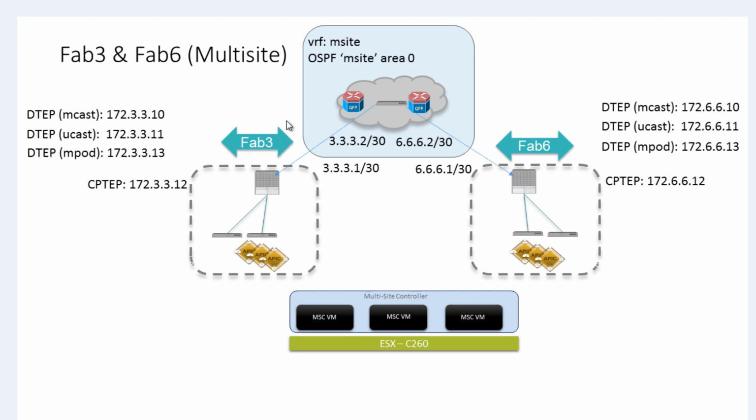Now with multi-site, we're going to need quite a few DTEP or destination TEP addresses, and these have to be routable through the IPN network. So I've laid out how I'm going to assign them, and this is part of what I'm going to do in the coming steps. So I've got a multicast TEP, I've got a unicast TEP, a multi-pod TEP, which is kind of like a dummy TEP for our purposes, but it still has to be assigned, and then a control plane TEP, which is assigned to every spine, and that's what we use to make our BGP relationships and tunnels between the various site spines. So let's go ahead and get started here.